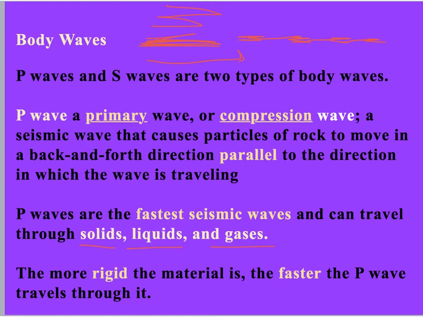And the cool thing about P waves too is that the material or the medium that they're traveling through changes how fast they can travel. So the more rigid or more hard, right? Think about a more dense rock versus a lighter rock, which allows a P wave to travel faster. So a P wave will travel faster through rock than it will through water or air because rock is more dense than water and air.